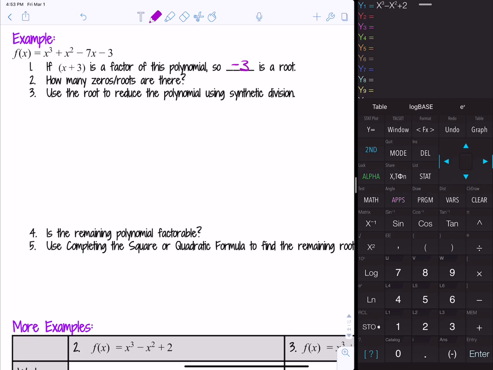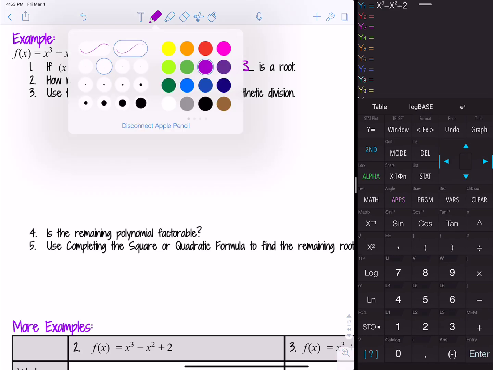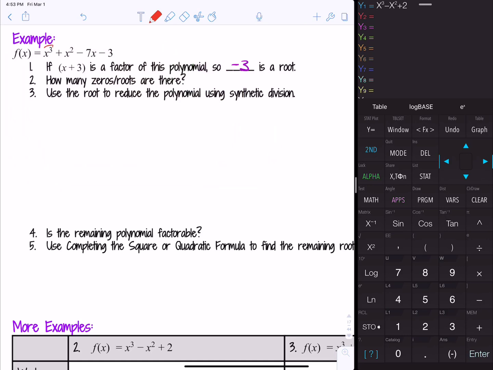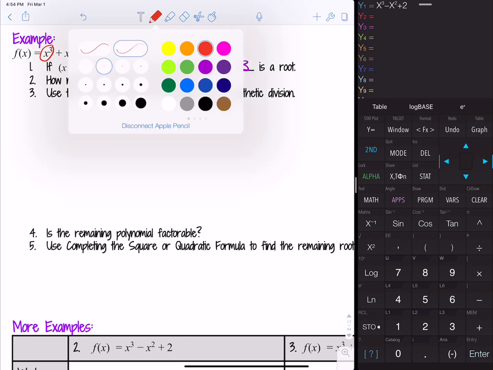How many zeros or roots there are goes with the degree of the polynomial. So in this case, the degree was 3, so there are going to be 3 roots. It always goes directly with the highest exponent of the polynomial, which is your degree. Then we're going to use the root to reduce the polynomial using synthetic division.